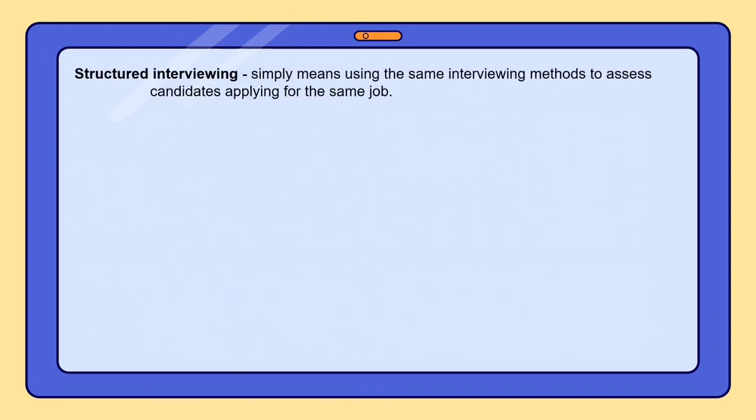Next is structured interviewing. Structured interviewing simply means using the same interviewing methods to assist candidates applying for the same job. So, the same questions yung ibibigay, the same grading. Candidate responses on the same scale and making hiring decisions based on consistent, predetermined qualifications ng any interview.